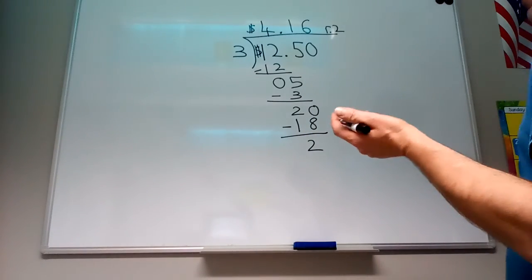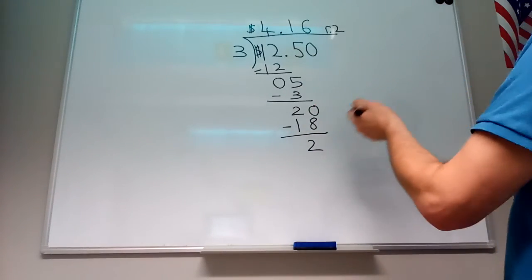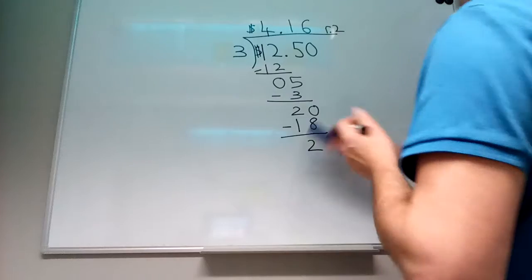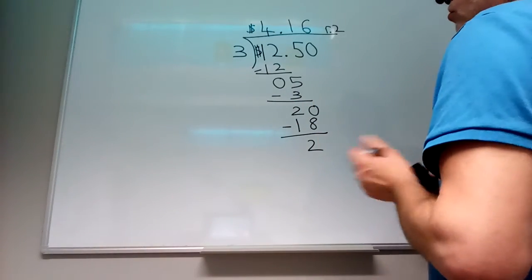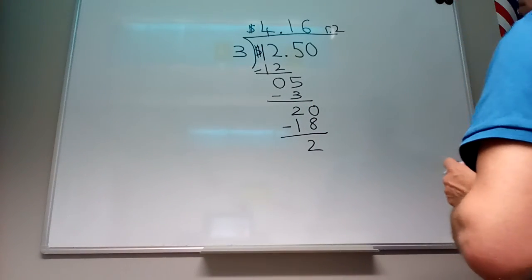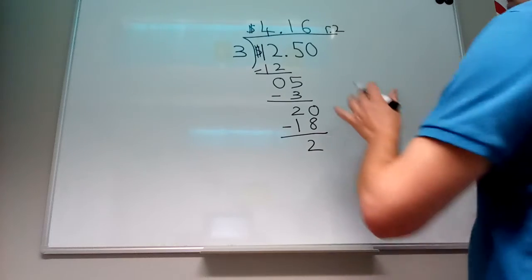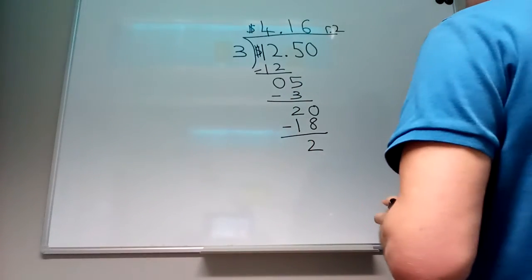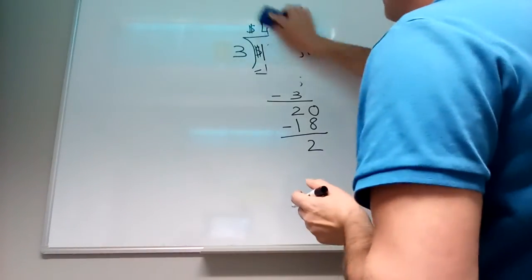So that's how you do a problem with decimals, or in this case it's dollars, but you could just use it as decimals. Later you'll be doing fractions with decimals, and it's the same thing, you just wouldn't have the dollar sign. So that's a very practical use of knowing how to do this division.